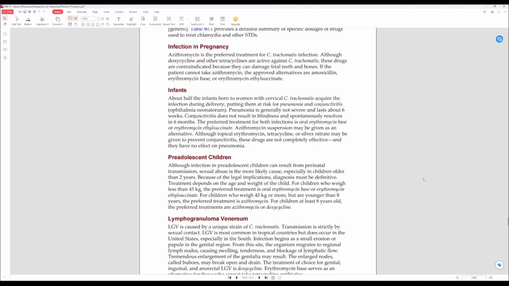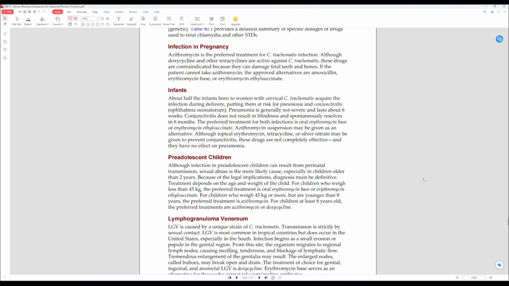Infection and pregnancy. Azithromycin is preferred treatment for C. trachomatis infections, although doxycycline and other tetracyclines are active against C. trachomatis. These drugs are contraindicated because they can damage fetal teeth and bones. If the patient cannot take azithromycin, the approved alternative is amoxicillin, erythromycin base, and erythromycin ethylsuccinate.